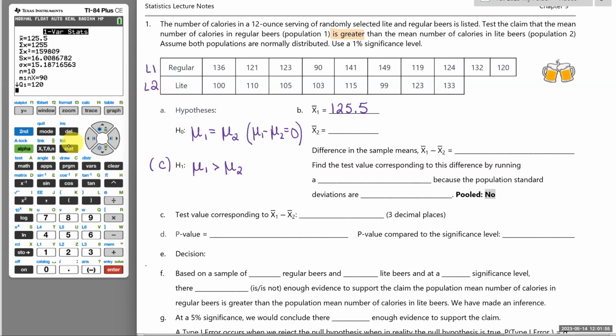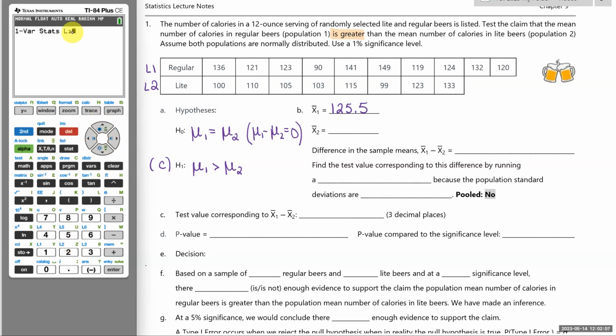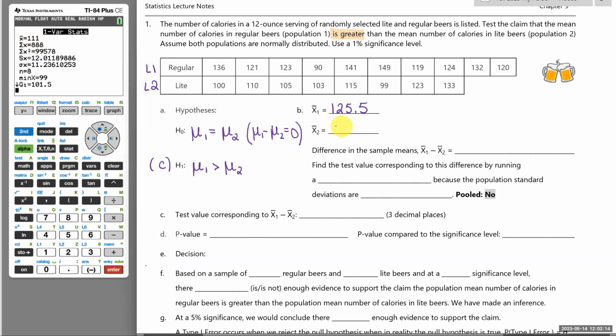Then let me do one var stats again, but now tell the calculator list 2. Second 2, so list 2. And that sample mean is 111 calories. So the sample mean in regular beers is greater than the sample mean in our light beers.